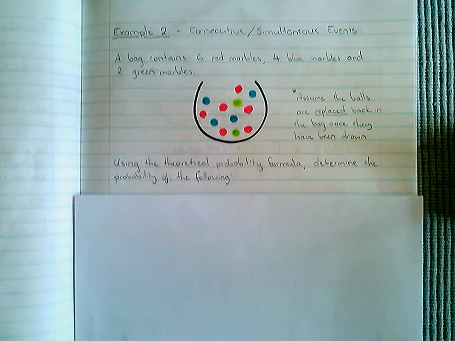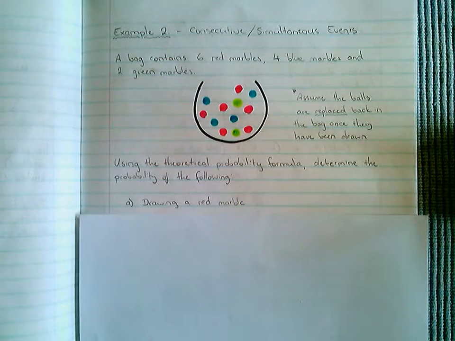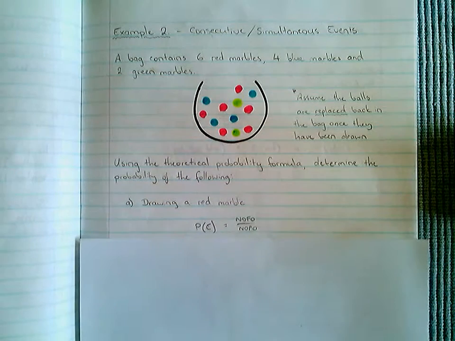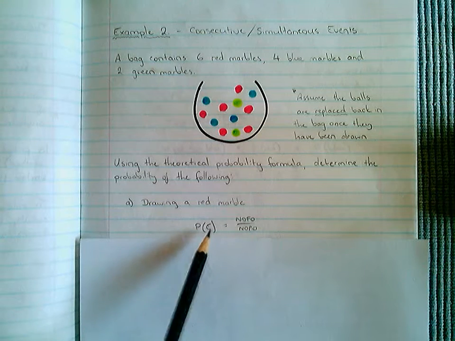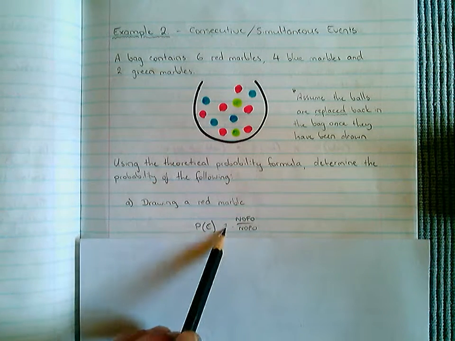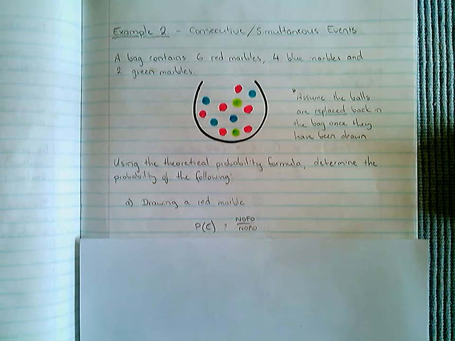Using the theoretical probability formula, determine the probability of the following. Drawing a red marble, and as you can see it's just a single event, the probability of drawing just a red marble. This is theoretical probability, so we're going to have to use our theoretical probability formula. P(E) equals NFO on NPO for short, but what it really means, you should say it in your head when you write it, is the probability of an event occurring is equal to the number of favourable outcomes divided by the number of possible outcomes.